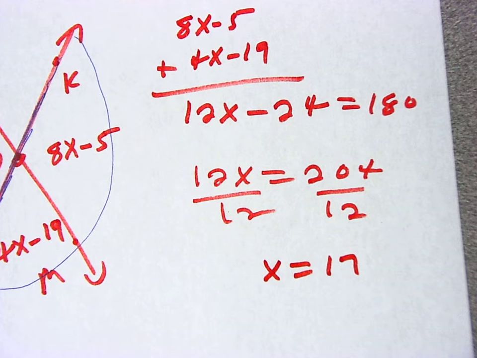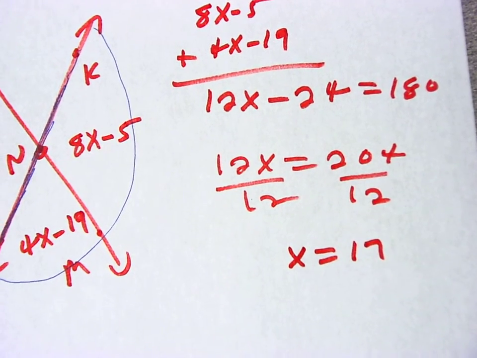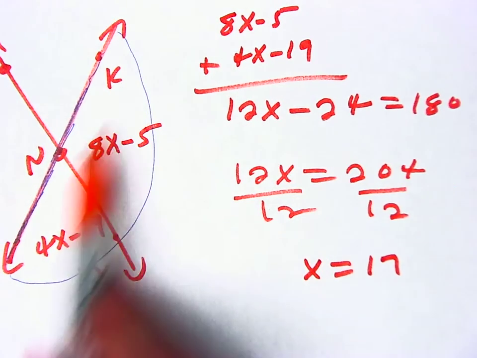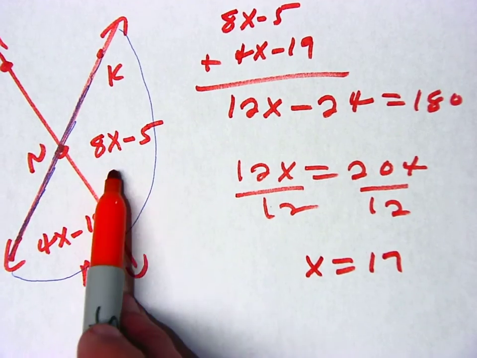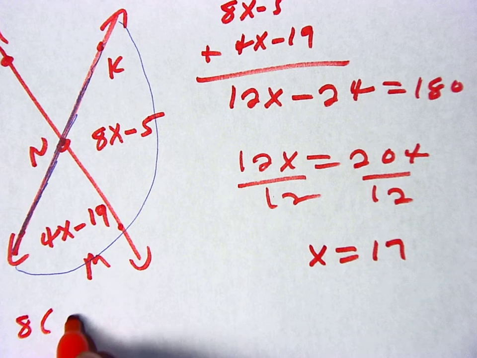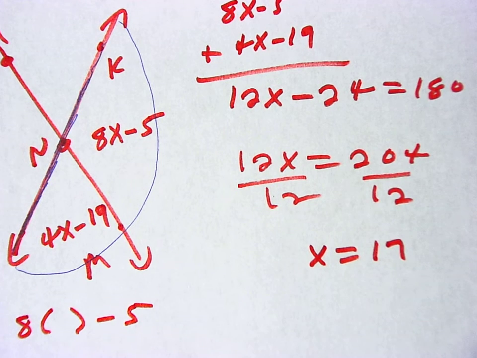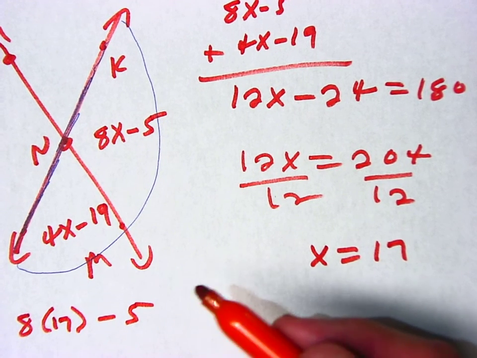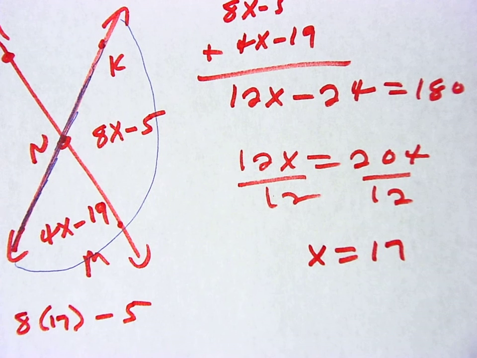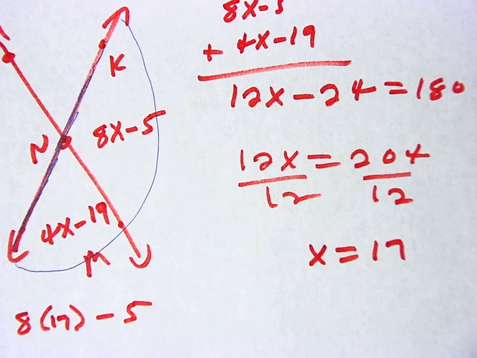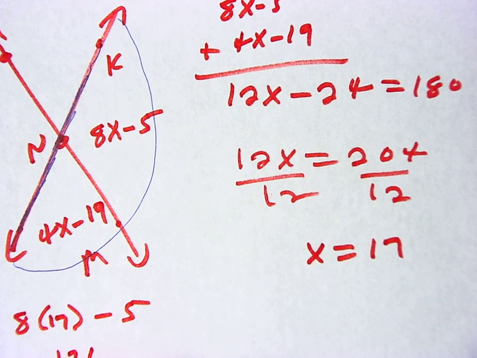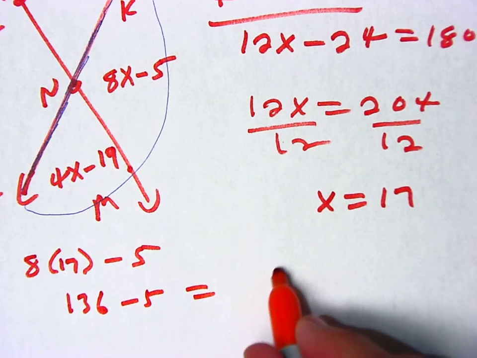Now don't do a Mr. Mac, because it says find the measure of angle KNM. So look, here is angle KNM. I have to grab that expression, 8 times your number minus 5. I have to plug 17 in there, because they wanted angle KNM. So 8 times 17 gives me 136. Subtract 5, and you get 131.